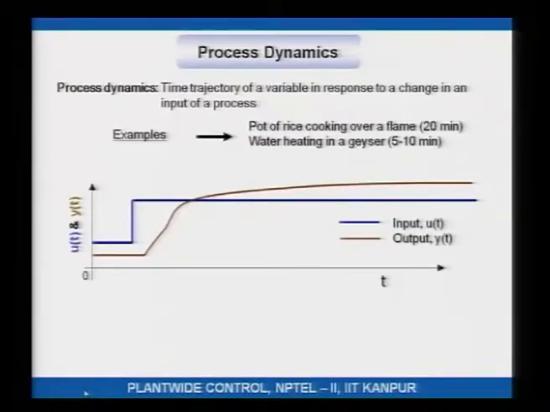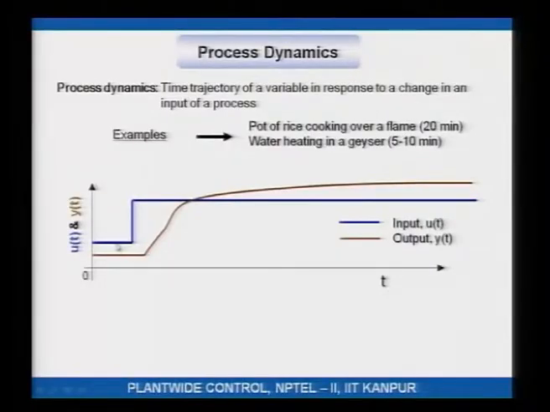So, here is just a very simple example. The blue line is the input and the brown line is the output. So, let us say the input is the geyser is off, the power of the heater, which is 0, and then when I switch on the geyser, its power goes to whatever it goes to, a 1 kilowatt or 2 kilowatts. Okay.